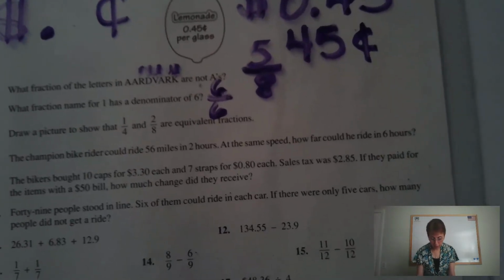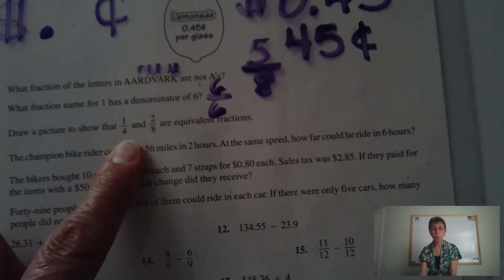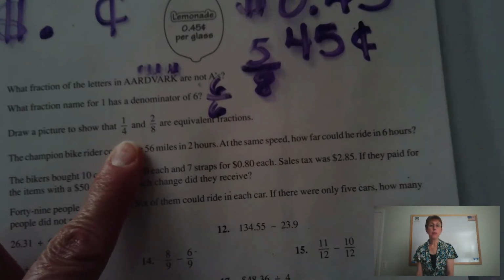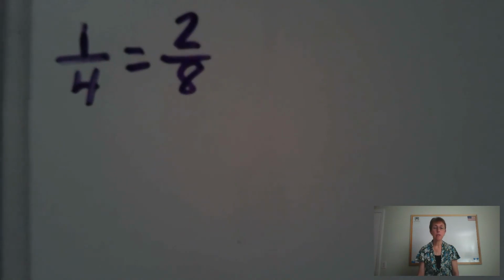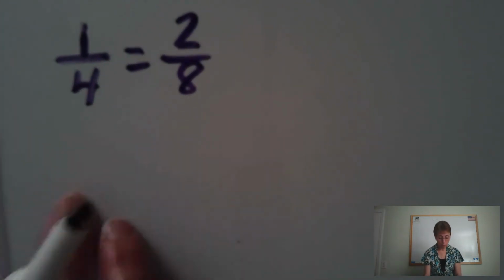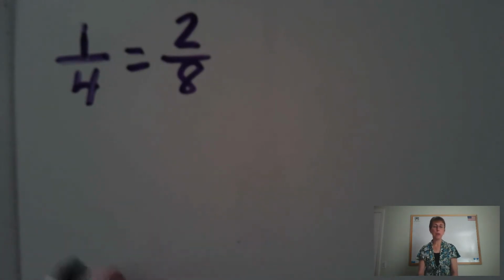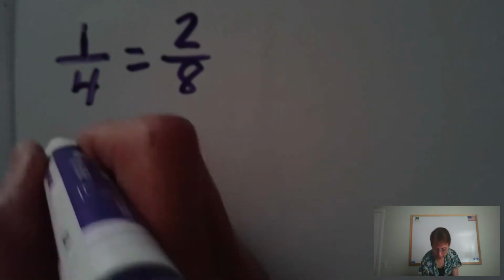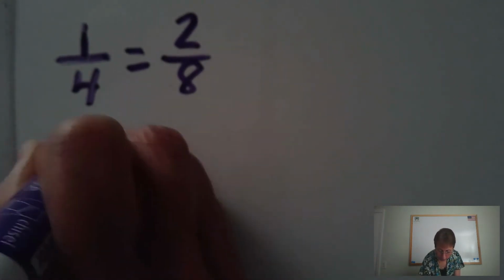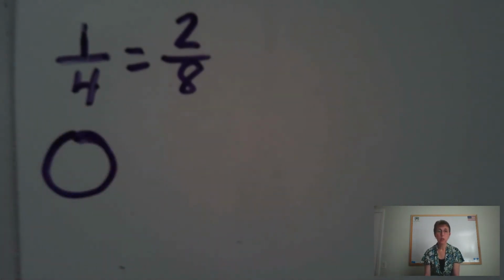Number 7. Draw a picture to show that 1/4 and 2/8 are equivalent fractions. I'm going to move this out of the way, and we're going to show that 1/4 and 2/8 are equivalent fractions. So we want to draw a picture. It does not ask for circles. Sometimes it'll ask specifically for circles or for squares. This does not ask for anything in particular. So we want to show that 1/4 equals 2/8.